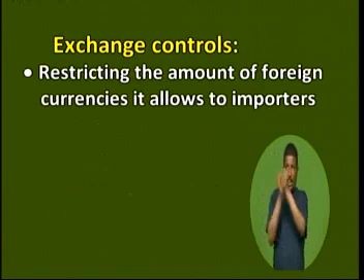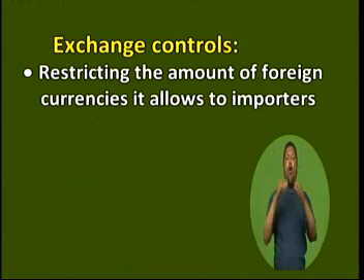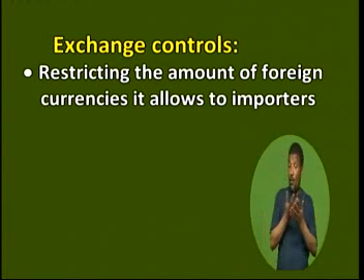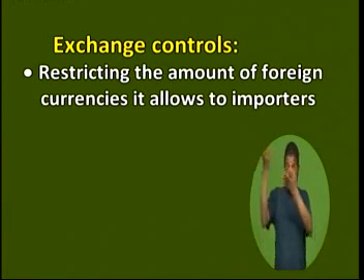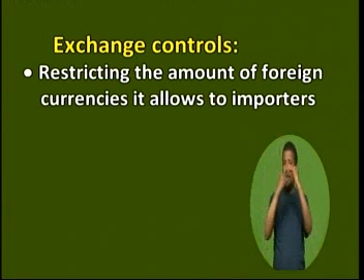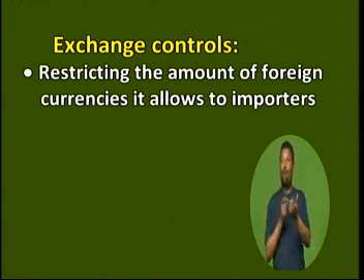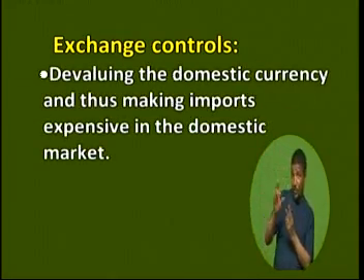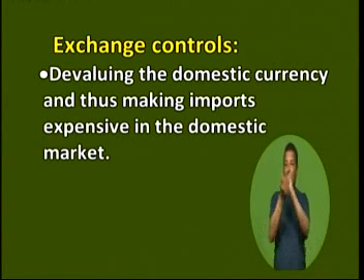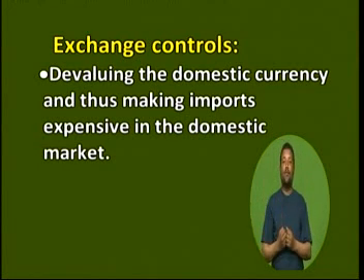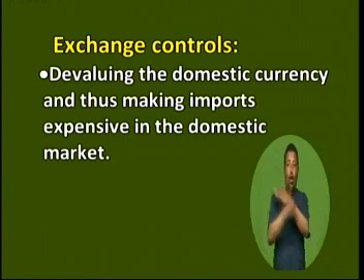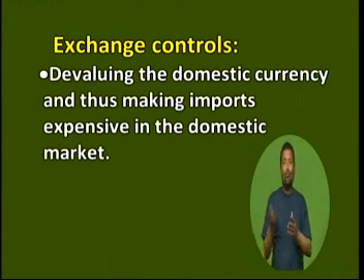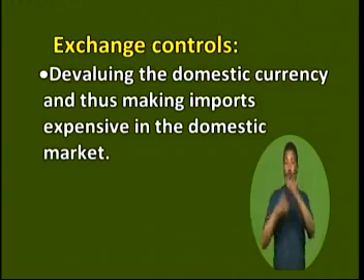Exchange controls are restrictions on the amount of a certain foreign currency that can be bought by importers. The government can limit the import of a certain good by restricting the amount of foreign currency it allows to importers of the good. Alternatively, by intervening in the exchange rate market, the government may lower the value of, or devalue, the domestic currency. In both cases, the volume of imports will be restricted.